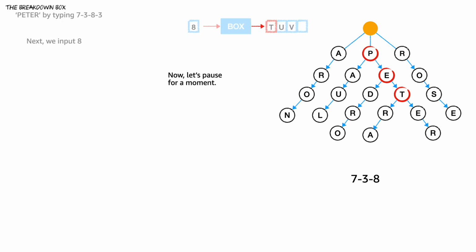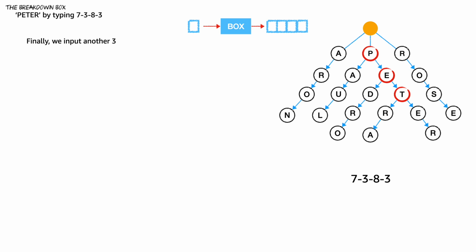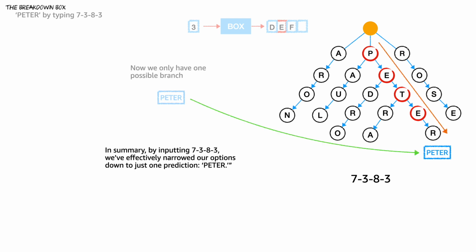Now let's pause for a moment. At this point, we have two potential branches, Petra and Peter. So the T9 dialer predicts these two names. And finally, we have 3. 3 goes into the box and gives us D, E and F, with E lighting up. Now we have only one possible branch, Peter. In summary, by inputting 7383, we have effectively narrowed our options down to one prediction, Peter.